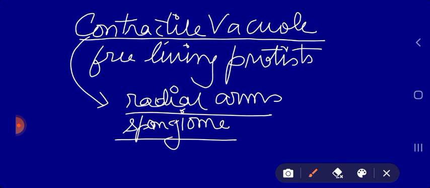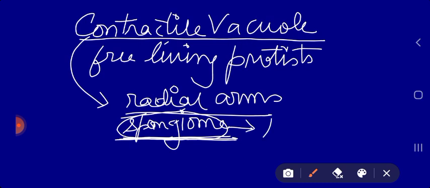Now, what is actually spongiome? Spongiome, plural, it is called spongiomes. It is a structure which surrounds the contractile vacuole. Okay, so spongiome is a part which surrounds the contractile vacuole, and this spongiome performs many functions.